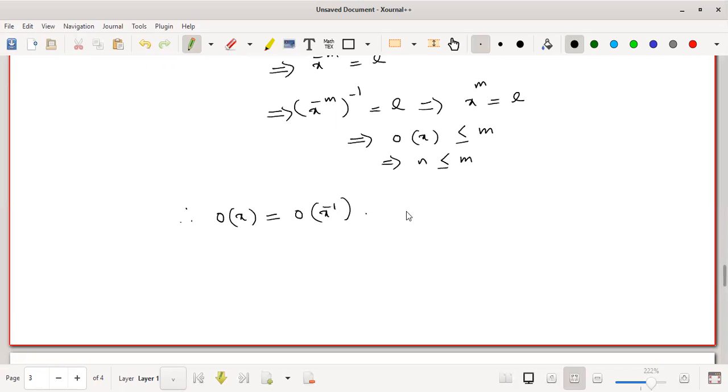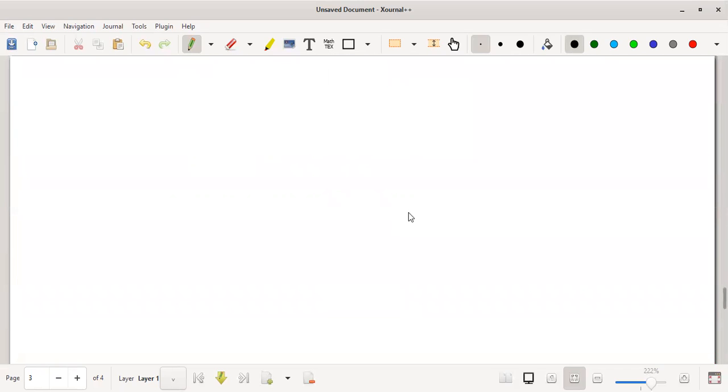Okay, let us prove the last one, that is number 4. We have to prove that the order of x equals the order of g x g inverse for all g.